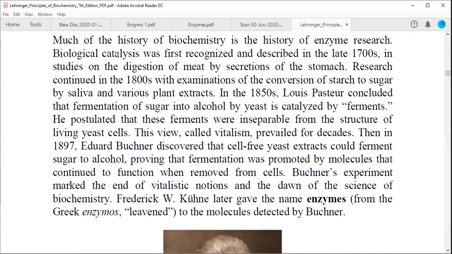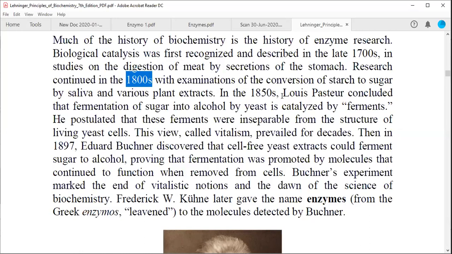Biological catalysis was first recognized and described in the 1700s, when they were trying to understand the digestion of meat by secretions of the stomach. They were trying to recognize that the stomach secretes something that helps the meat to digest. Then research continued for a century, and in the 1800s, with examinations of the conversion of starch to sugar, glucose and fructose, by saliva and various plant extracts, they were able to recognize the enzyme invertase or sucrase.